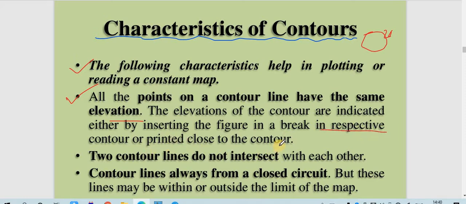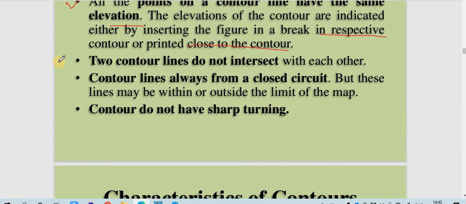or printed close to the contour. So it can be written as 20 in between this, okay, or 20 somewhere inside this. Okay, so that will indicate your first point, that is, all points on the contour line have the same elevation. Okay, next point, two contour lines do not intersect each other.